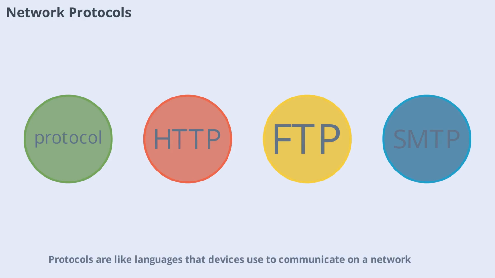Protocols are like languages that devices use to communicate on a network. They define how data is formatted, transmitted, and received. Besides TCP/IP, there are other protocols like HTTP for web browsing, FTP for file transfers, and SMTP for emails. Each protocol serves a specific purpose, ensuring that information flows smoothly and securely. By following these rules, devices from different manufacturers can work together seamlessly.